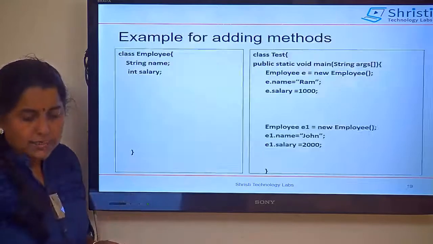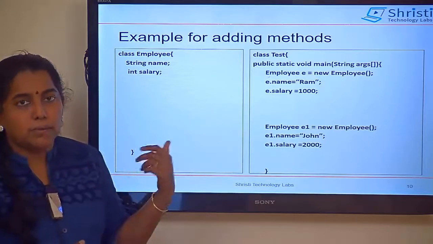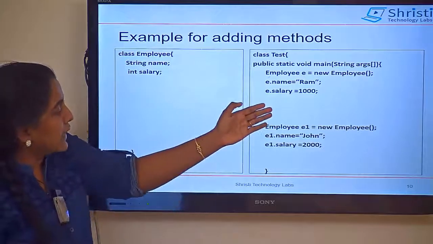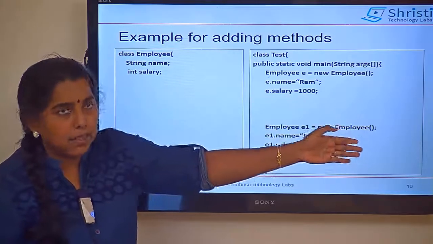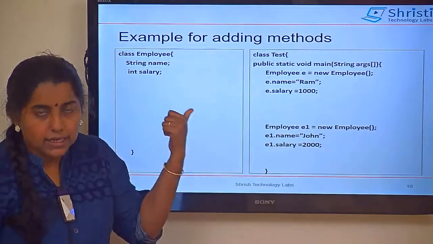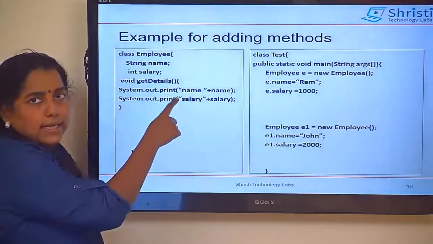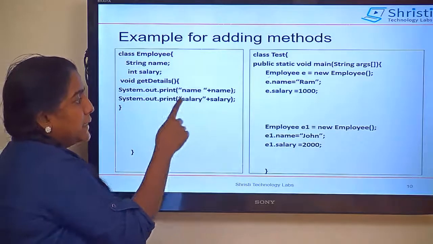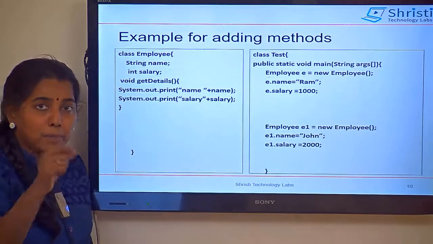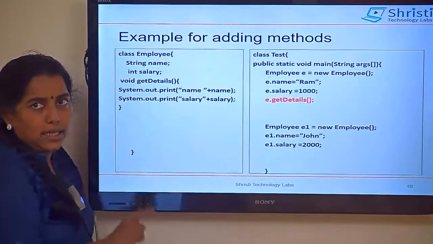Okay. Now let us try to modify the same program whatever we have got. This is the employee class. This is the main class. So we were trying to print the name and salary of the employee for e and e1. We are removing that code and we are adding it as a method over here. See, void getDetails, trying to print name and salary. How to call this method? Using the dot operator on a particular object. So here it is e dot the method name getDetails.